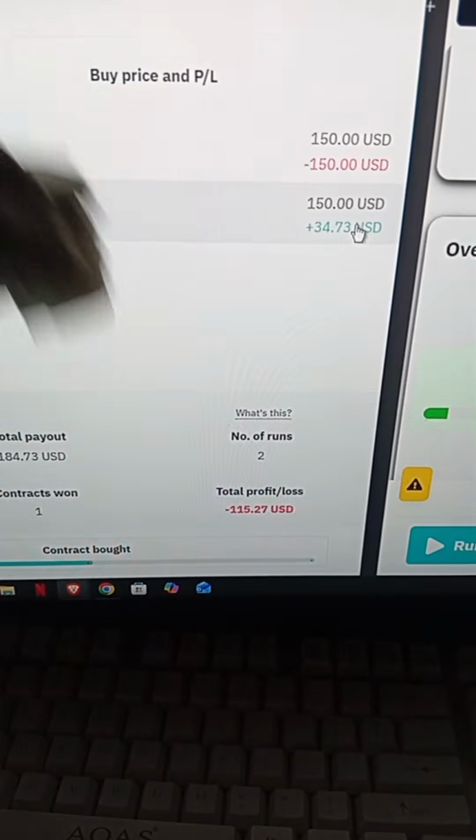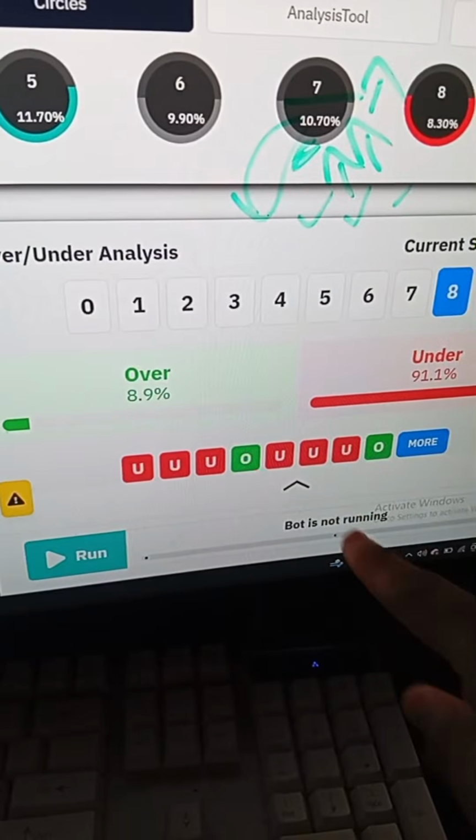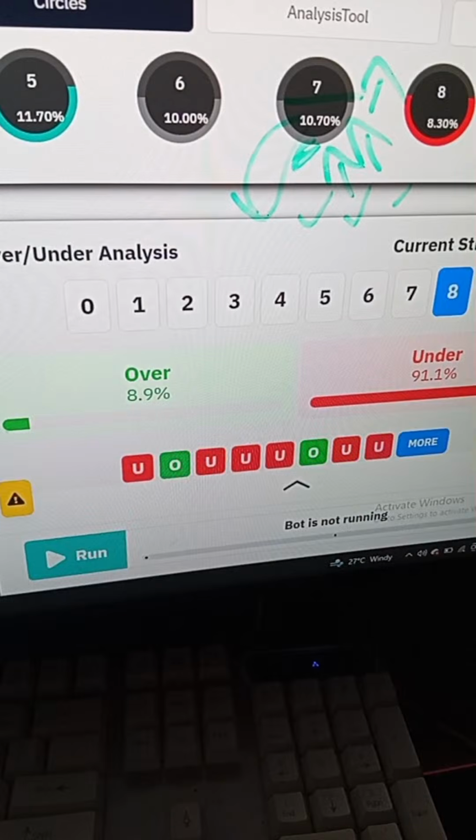And we are moving. I don't know why this loss is occurring, man. I think it was because of this over trade. So you're supposed to be careful. Sometimes it can be a bit damaging. That one was a bit risky. Guys, something is happening. I've seen why you have suffered.